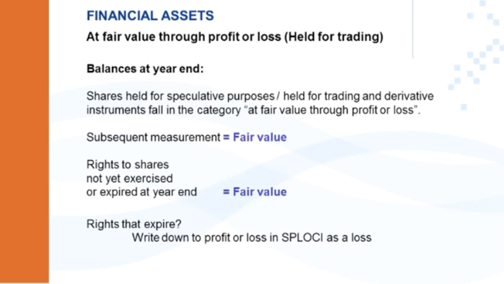Because we are in the category at fair value through profit or loss, balances left in these accounts at year end need to be subsequently measured at fair value. So if there are rights to shares that have not yet been exercised and have not yet expired at year end, you need a fair value adjustment on those rights. At this point, the rights will have their own fair value, which you will use for this fair value adjustment. On the date that the rights expire, you need to write that down to profit or loss in the statement as a loss, as you are now losing the benefit and your debit entry needs to go to profit or loss.